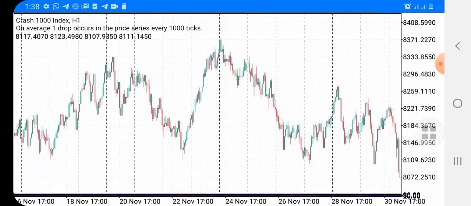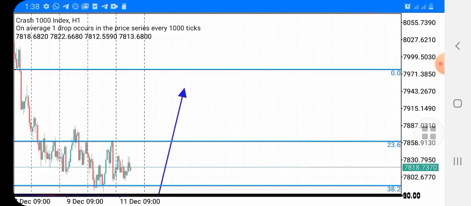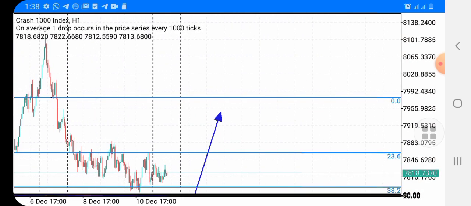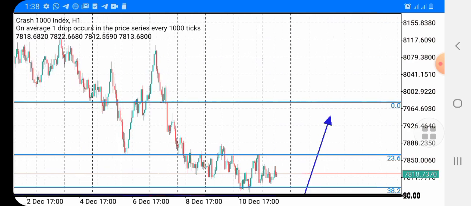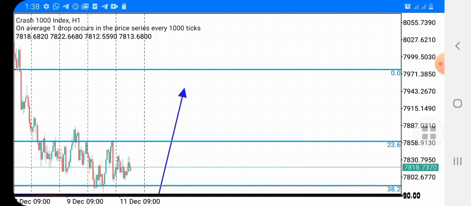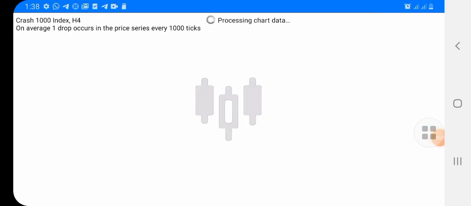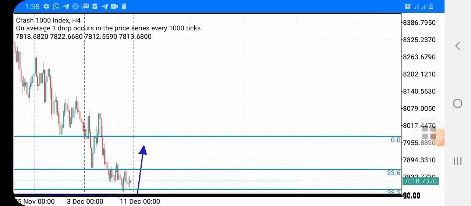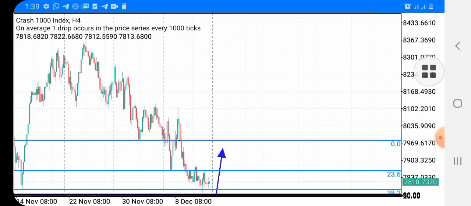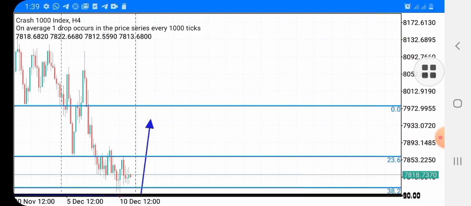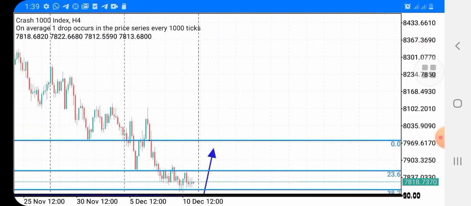Okay, now this is Crash 1000. This one we are looking at buying for a long time. Why should we buy for a long time? If we check the 4 hour time frame, let me go to the 4 hour time frame. Here we are seeing something happening in the 4 hour time frame. This is why we are going to take this entry.